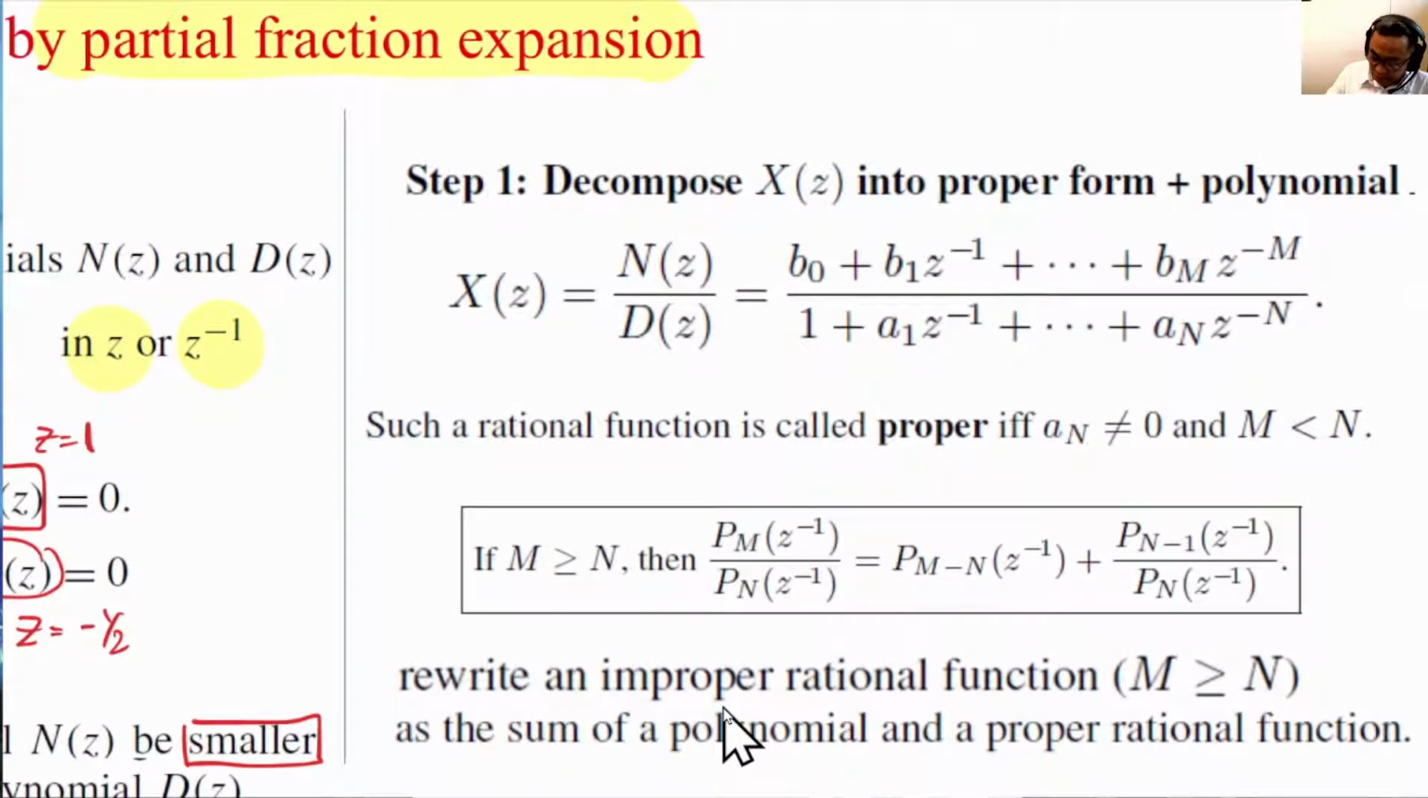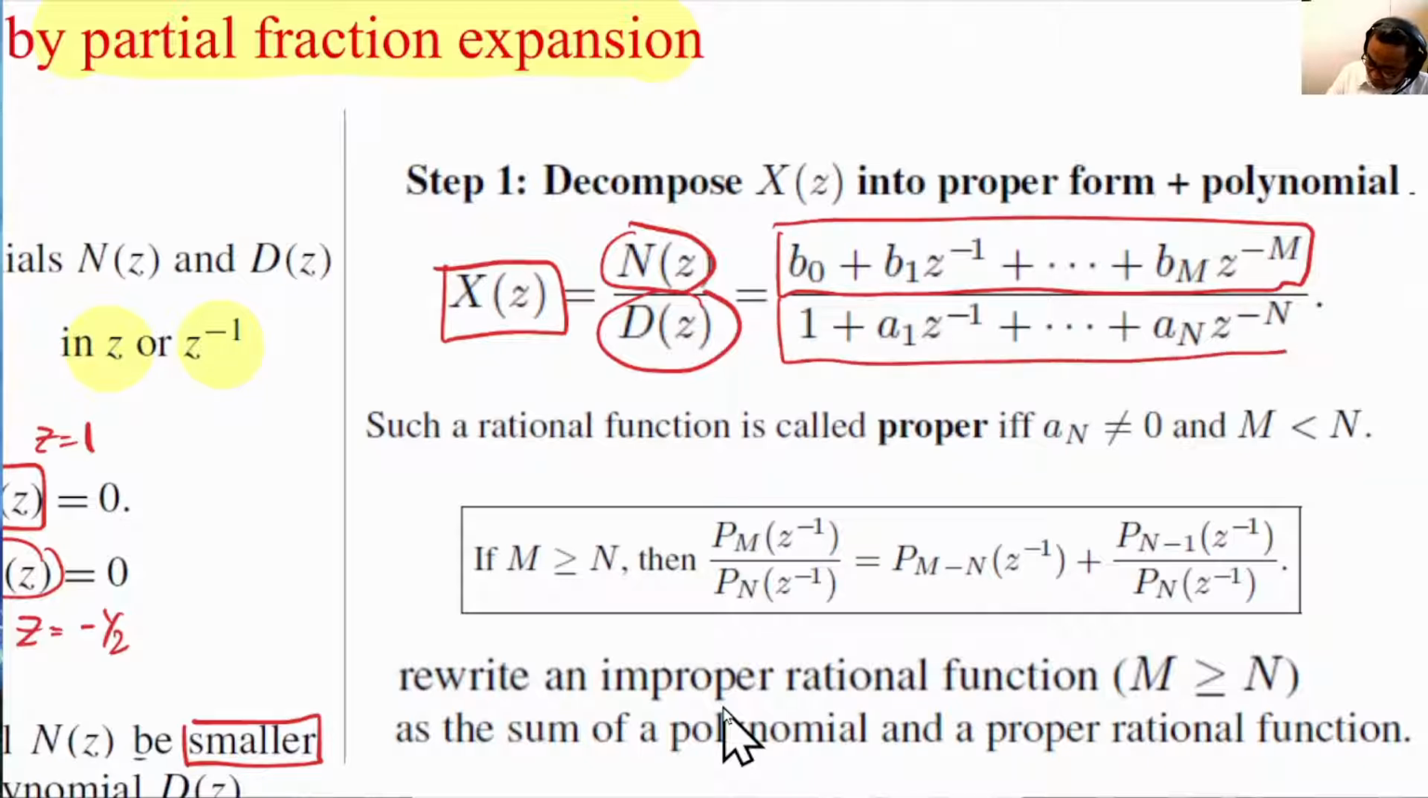So the first idea is that we're given X of z as two polynomials. In this example, we are using negative power of z in the polynomial, and we have degree m and degree n. And we have a proper rational function when m, the numerator, is less than n.